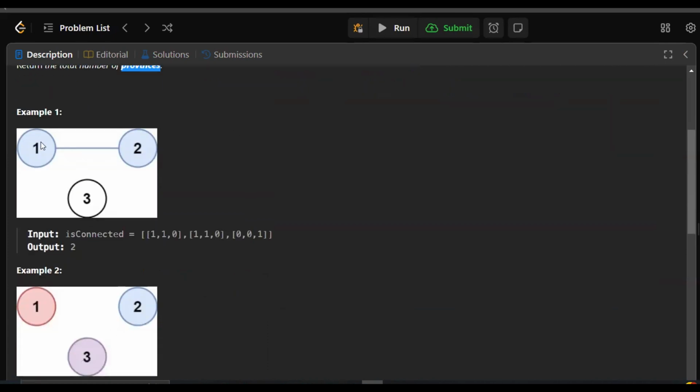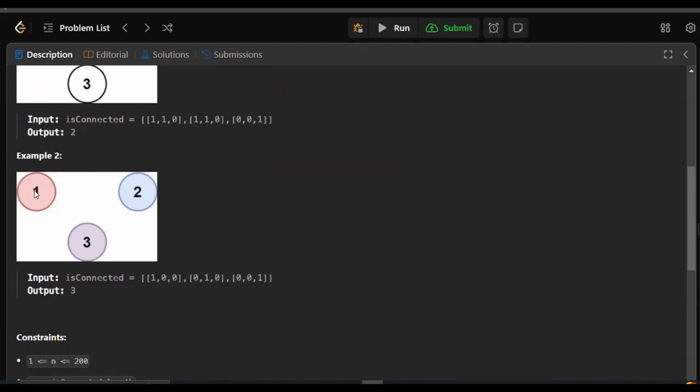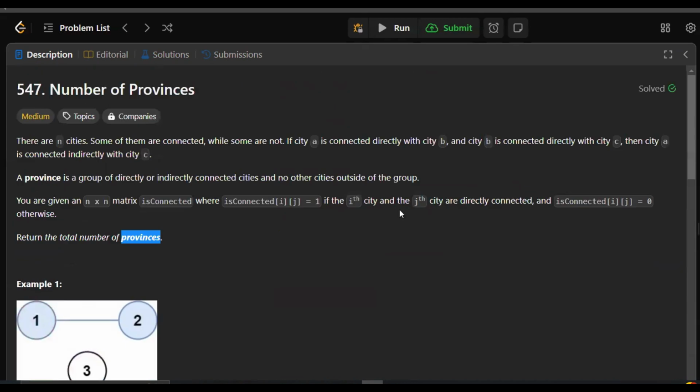In the first example, 1 and 2 are connected and 3 is a remote node. So here we can see that there are two provinces. One is 1, 2, another is 3. In the second example, there are three provinces which are 1, 2 and 3. I hope you understood the problem statement. Now let's move on to the algorithm.